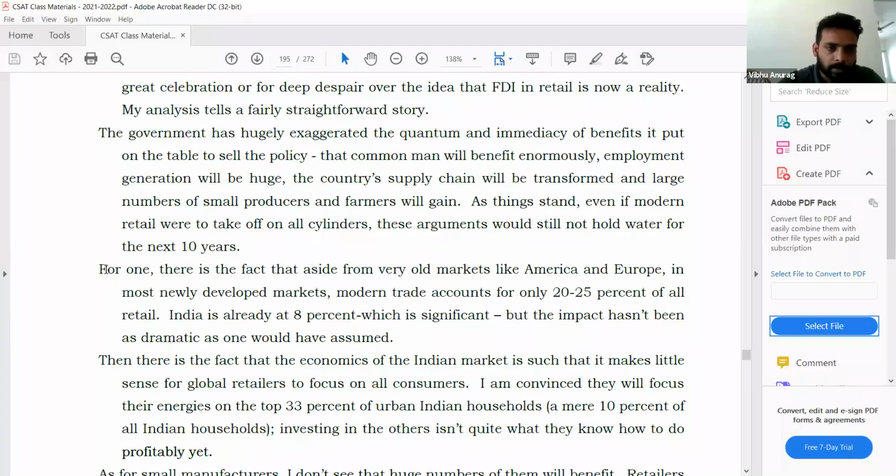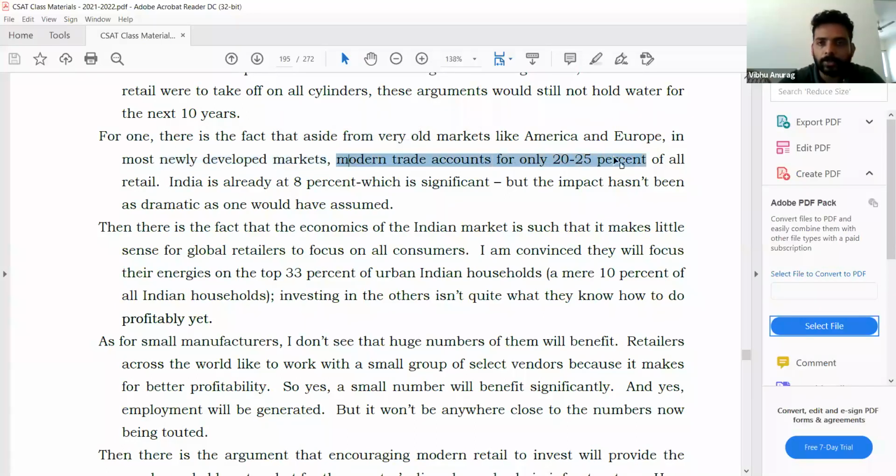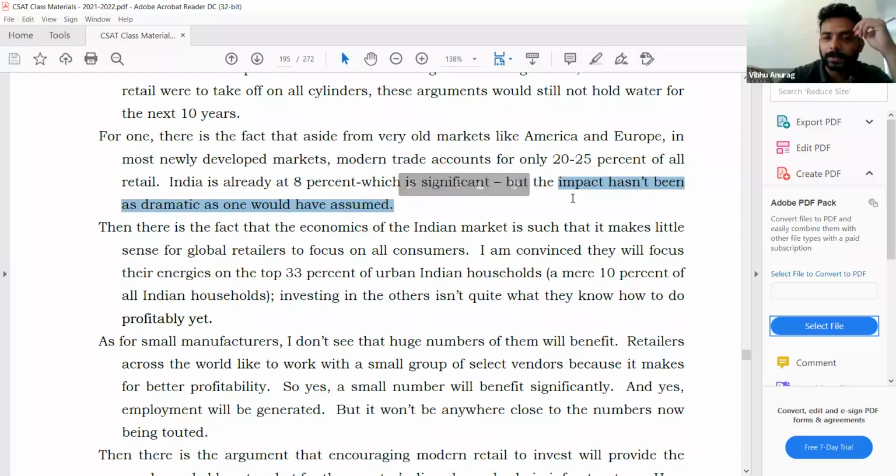Okay, great. For one, there is the fact that aside from very old markets like America and Europe, in most newly developed markets, modern trade accounts for only 20 to 25% of all retail. So he's saying if we leave aside America and Europe, which are very old markets, in other mostly newly developed markets, modern trade is only 20 to 25% of total retail. He says India is already at 8%, which is quite a lot. But the impact hasn't been as dramatic as one would have assumed. It's not had as big an impact as people thought it would have. So the first point has been refuted.